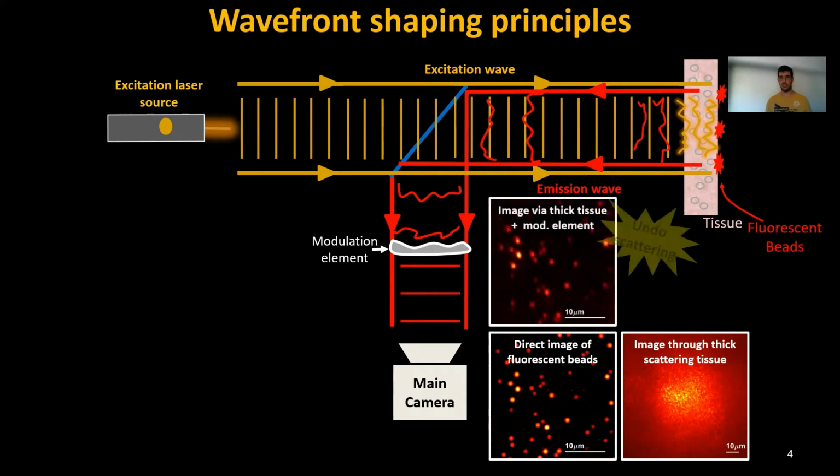For example, here is what our algorithm can image after finding such a modulation element. You can compare it with a direct image of the fluorescent sources and see that they are similar.